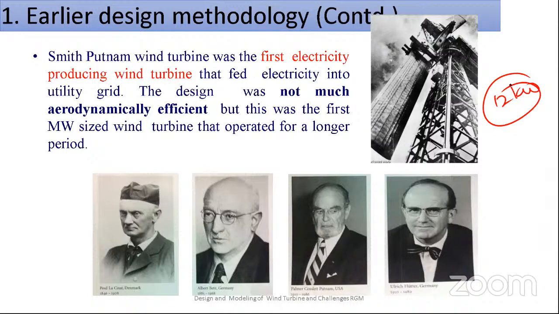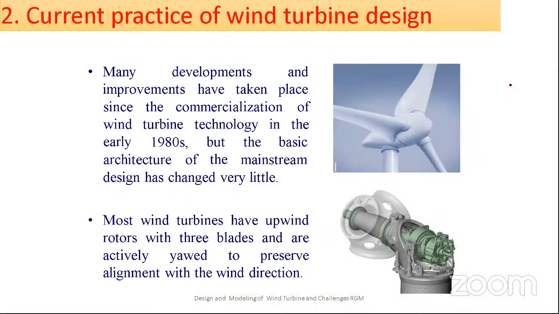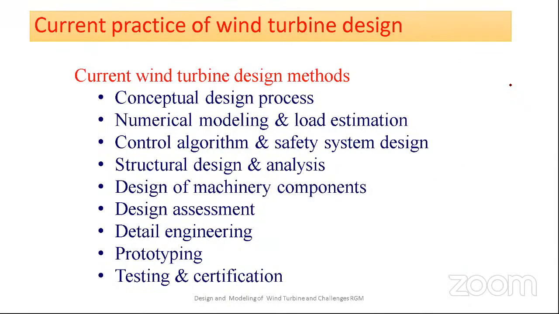The Smith-Putnam wind turbine was the first electricity producing wind turbine, a 12 kilowatt. Later many scientists kept on developing various designs, and finally what we have now is an excellent technology. Even though the technology has grown in many ways, the basic structures are still common. Not much variation is there. So this I have explained to you, that is the current practice of turbine design.